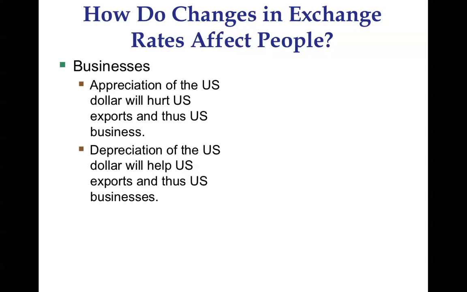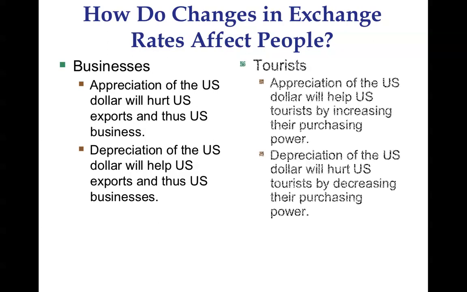For export-related businesses, they do not want an appreciation of the US dollar, since that will hurt US exports and thus US businesses. Depreciation of the dollar will help US exports and help US businesses. So export-related businesses actually want a depreciation. Tourists, on the other hand, want an appreciation of the US dollar. That will help US tourists and will increase their purchasing power. Depreciation of the US dollar will hurt US tourists by decreasing their purchasing power.